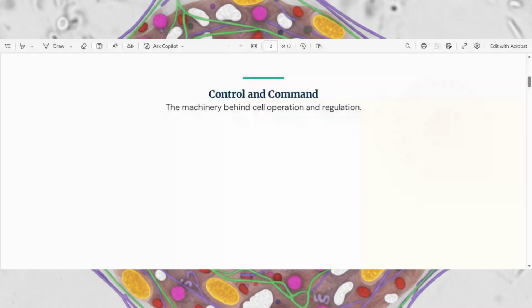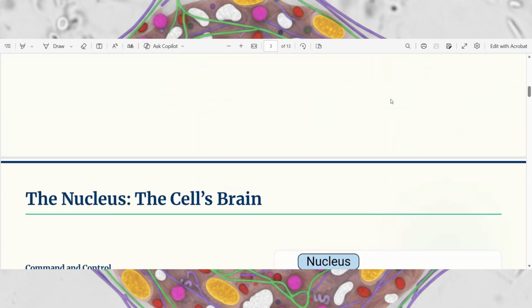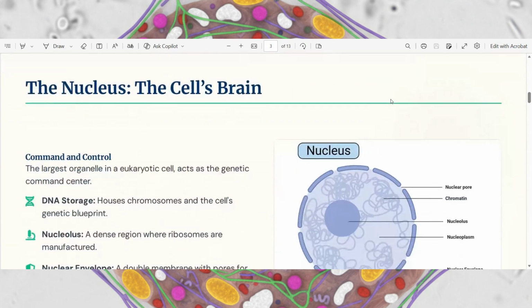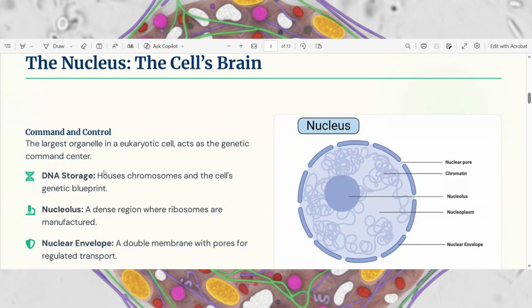Let's get going. So, control and command, the machinery behind cell operation and regulation. The nucleus. This is the cell's brain. Command and control. The largest organelle in a eukaryotic cell acts as the genetic command center, right? So the nucleus, you can say, is the brain of the cell. That's where it stores the DNA, houses chromosomes and the cell's genetic blueprint.